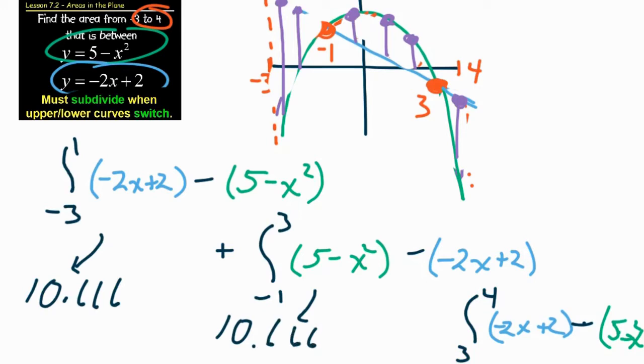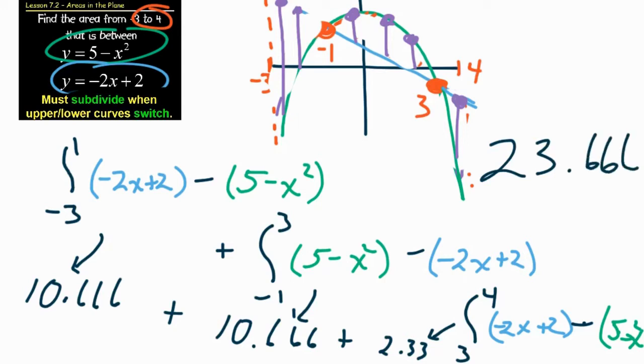And then this last little piece comes out to be 233. Of course, you're going to add all these together. Notice that they're already positive, and we end up with a total area of 2366. So the key to this problem, again, was that we had to subdivide because the upper and lower curves switched across this interval.